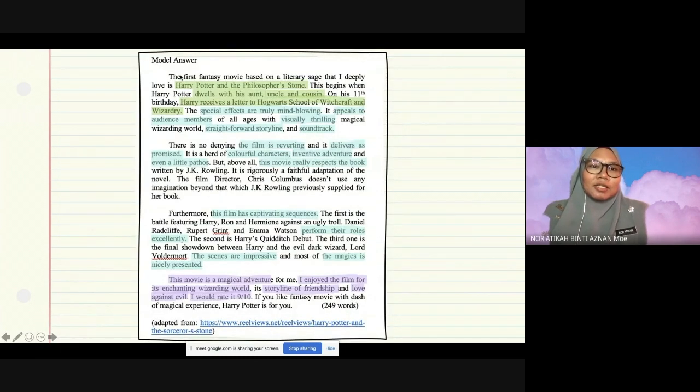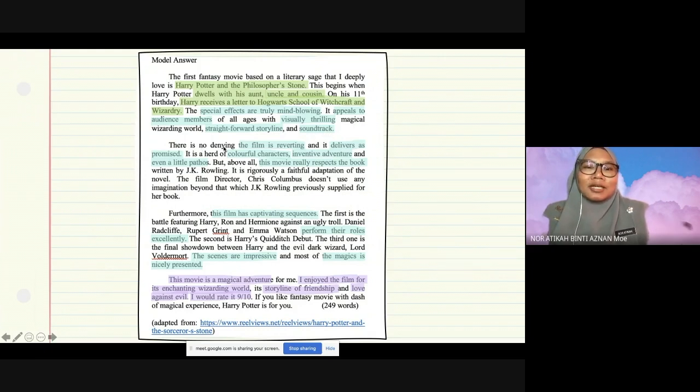Model answer. The first fantasy movie based on a literary saga that I deeply love is Harry Potter and the Philosopher's Stone. This begins when Harry Potter dwells with his aunt, uncle, and cousin. On his 11th birthday, Harry received a letter to Hogwarts School of Witchcraft and Wizardry. The special effects are truly mind-blowing. It appeals to audience members of all ages with visually thrilling, magical wizarding world, straightforward storyline, and soundtrack.